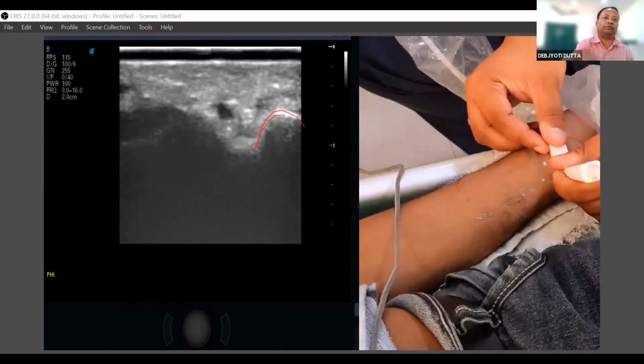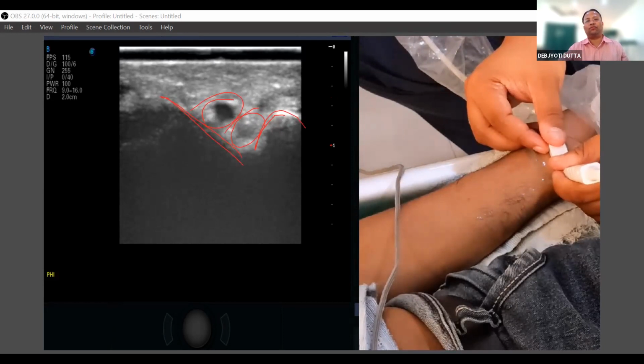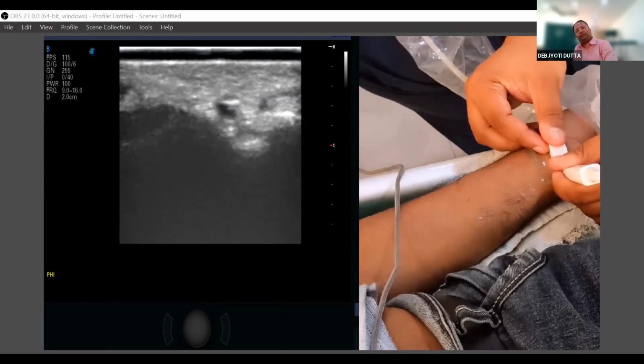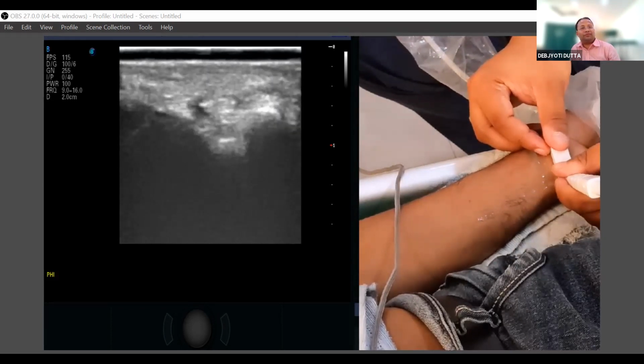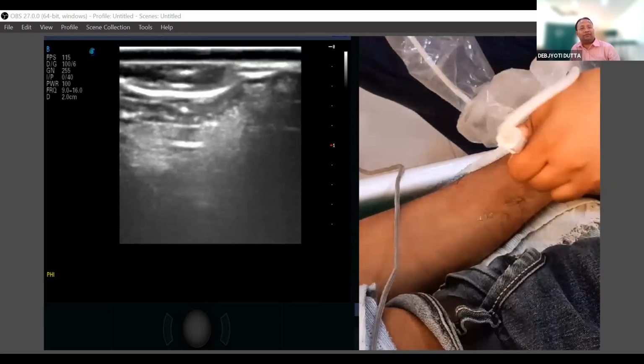Okay, now you can see it is very much clear. Artery, and by the side of the artery, a honeycomb pattern structure. That is the nerve. And here is the pisiform bone. So these structures are clear.